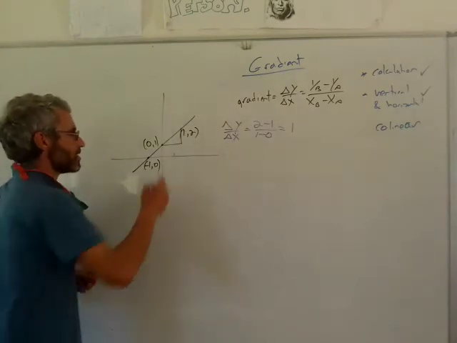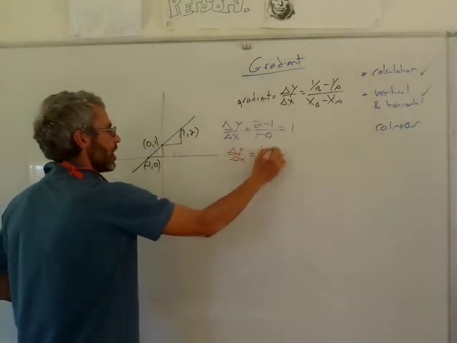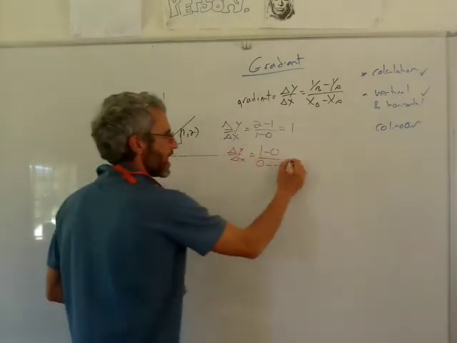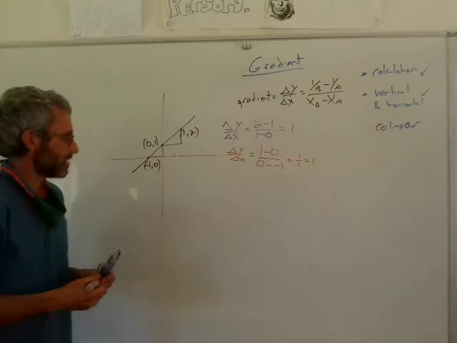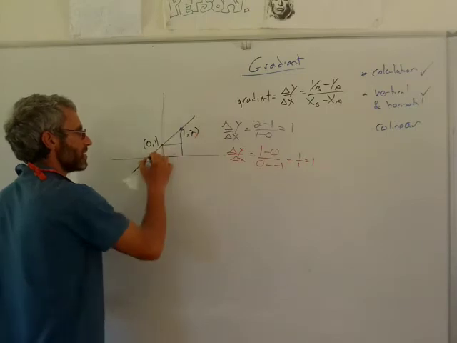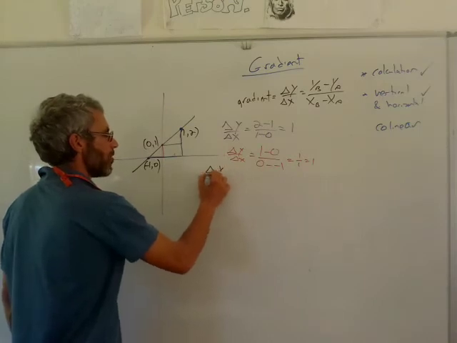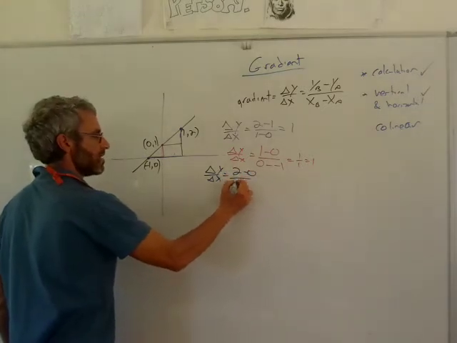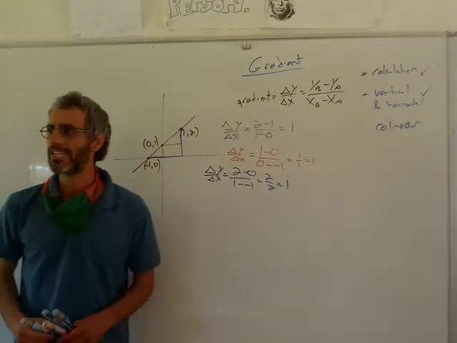Now let's calculate the gradient using these 2 points. Delta y over delta x. 1 minus 0 divided by 0 minus 1. Which again is 1 divided by 1, which is 1. So they're collinear. And just in case you really feel like doing maths, we can calculate using these 2 points. Delta y over delta x will be 2 minus 0 divided by 1 minus 1, which is again 2 divided by 2, which is 1. So these guys are definitely collinear.